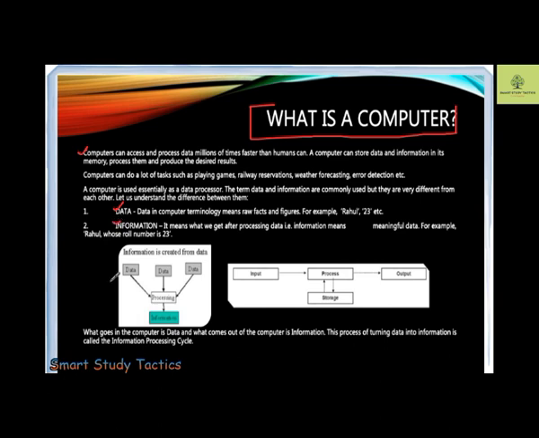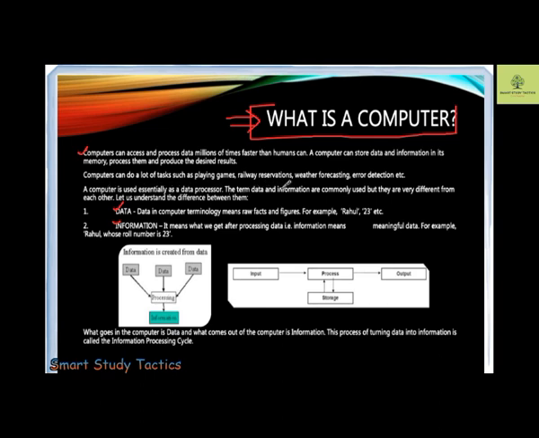Okay, what is data exactly? Data is raw facts and figures. Whatever you are thinking, whatever is coming to your mind, this is data. But when you convert that data into meaningful things, that becomes information. So, my dear students, whenever you see this question, these two words will help you give the answer. A computer is used essentially as a data processor.